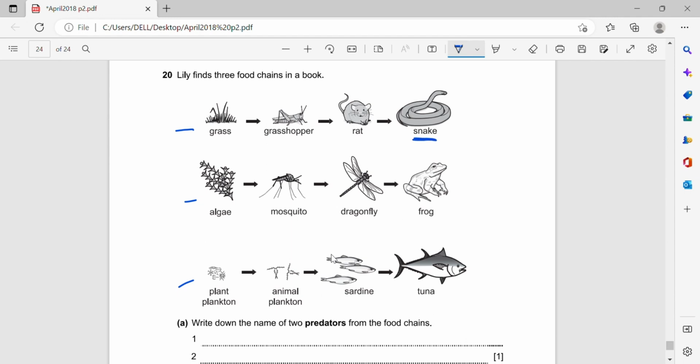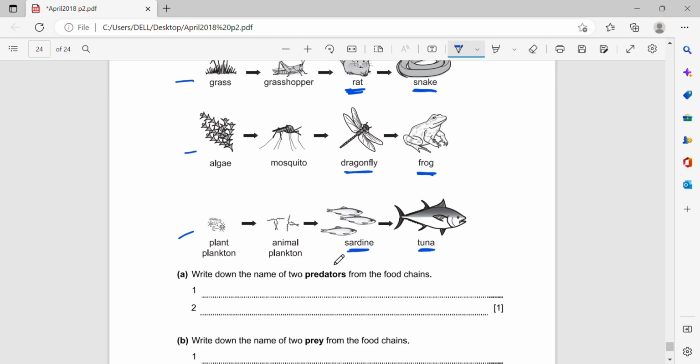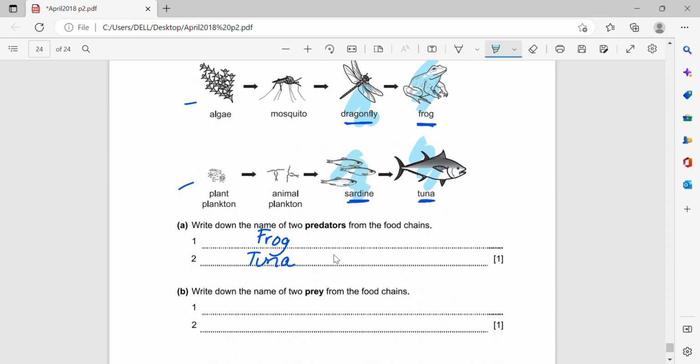Snake is a predator because it eats the rat. Rat is a predator as well because it eats the grasshopper. Okay, so frog also could be a predator. The dragonfly, the sardine, the tuna. But they need only the name of two predators. You can write the frog for example, and you can write the tuna. Any of these is considered a predator. This is a predator and this is a predator.